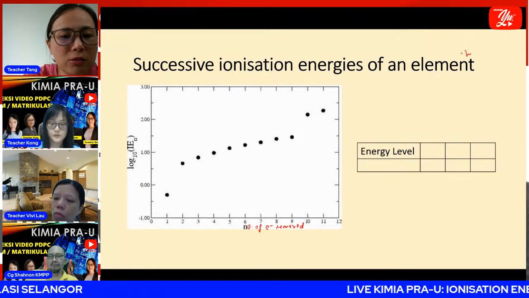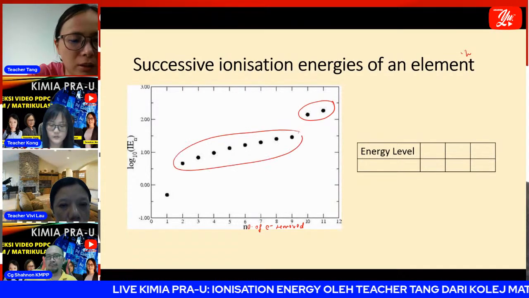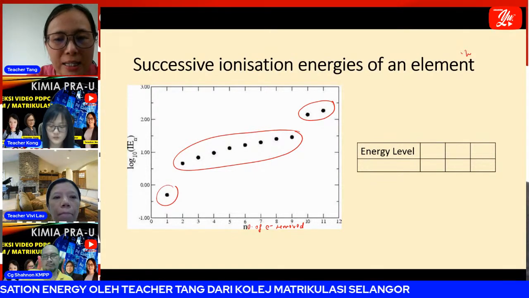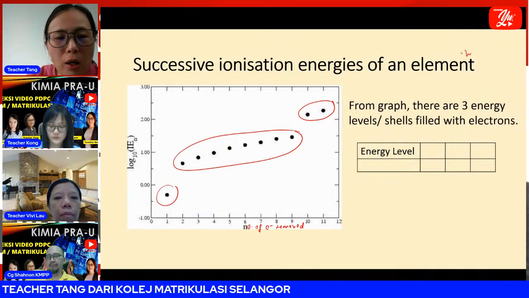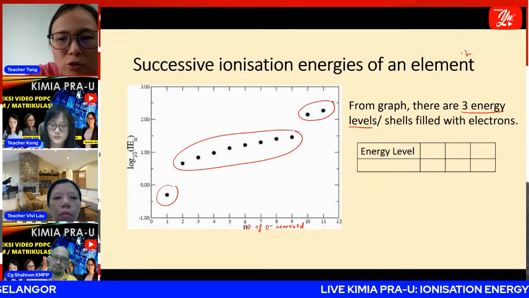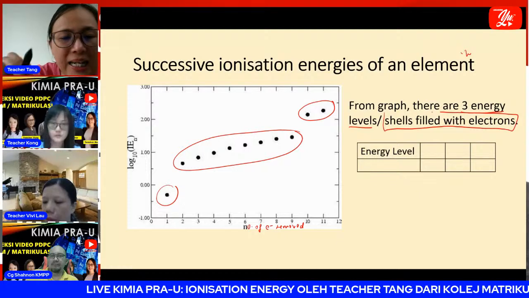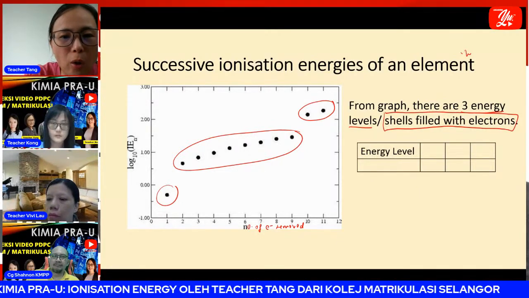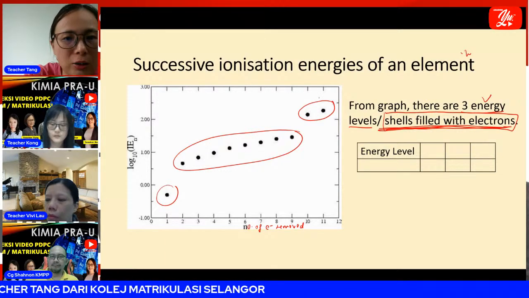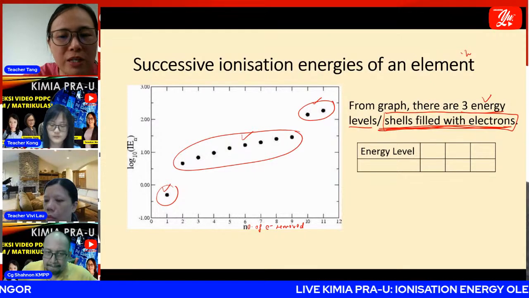Okay, and then from this graph, can you see that there are 3 energy levels? So there are 3 energy levels. These 3 energy levels indicate that there are 3 shells filled with electrons in this element. The energy level indicates how many shells are filled with electrons. So for this element, 3 energy levels, therefore having 3 shells filled with electrons.